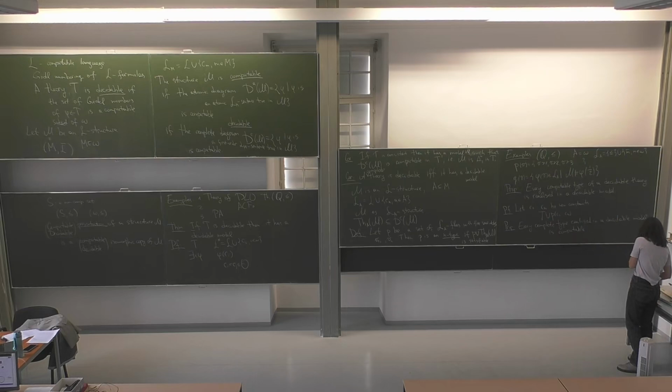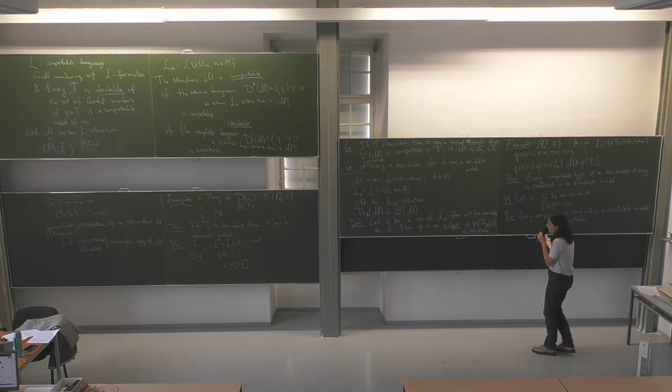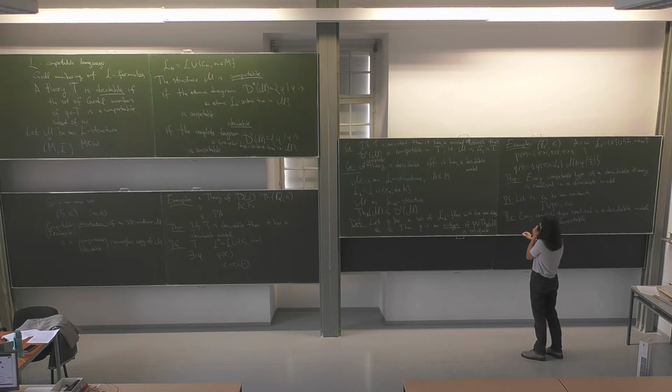Okay, so complete type means, pretty much like a complete theory, that for any phi, you have either phi in P or not phi in P.